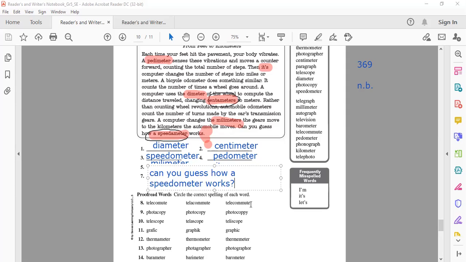Okay. We have here circled the correct spelling of each word. We have telecommute. Which one is the correct one? Number 8. The last one. Number 9. Which one is the correct one? The middle. Number 10. Telescope. Which telescope is the correct one? First. The last one. Number 11. The middle one. First. Last.